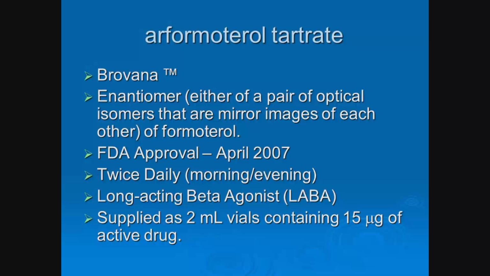beta agonists, as opposed to a SABA, which is short-acting beta agonist. So your short-acting would be things like pirbuterol, levalbuterol, albuterol. Your long-acting beta agonists would be things like arformoterol, formoterol, salmeterol, any of those.